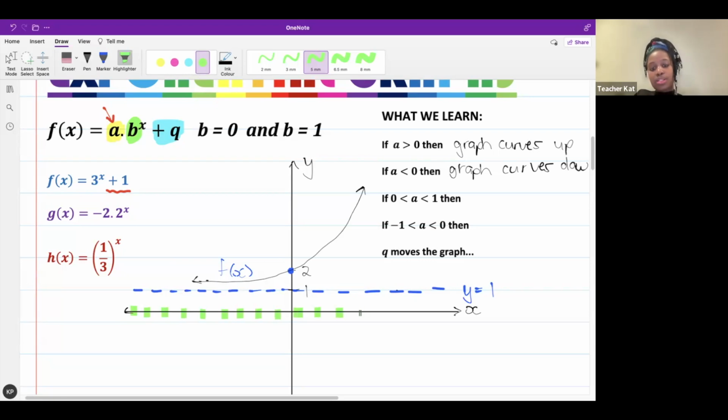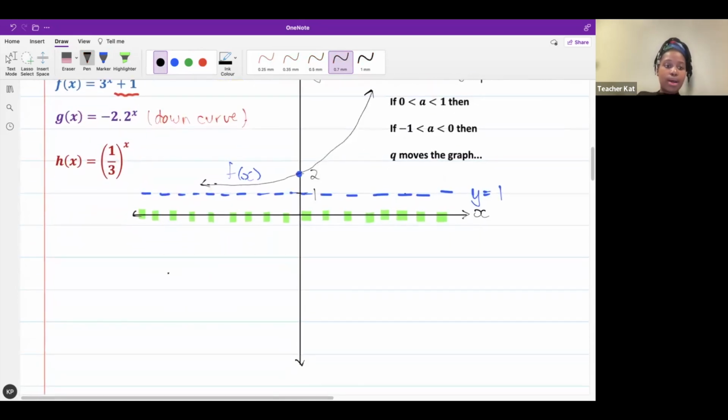And while I'm doing this, is a positive or is it negative? For g of x, is a positive or negative? It is negative, right? So does that mean my graph will curve up or curve down? That is a down curve. Okay, now let's check where it's going to pass by my y-axis.